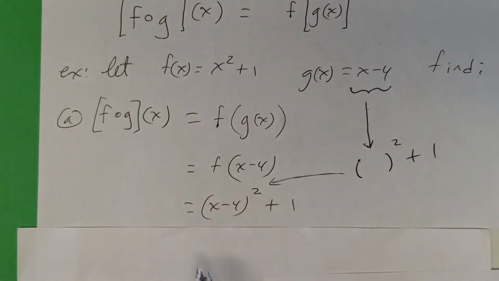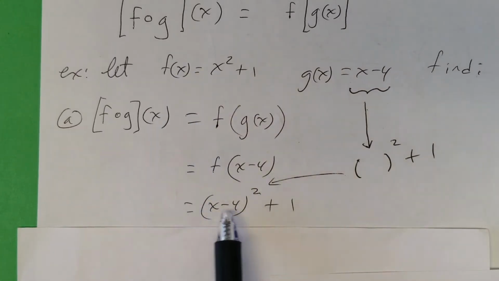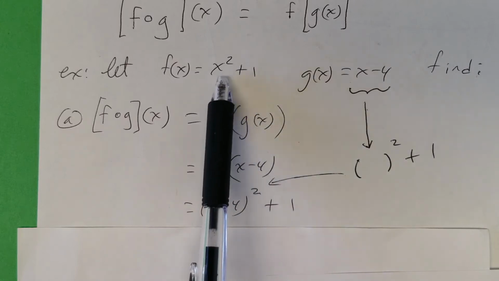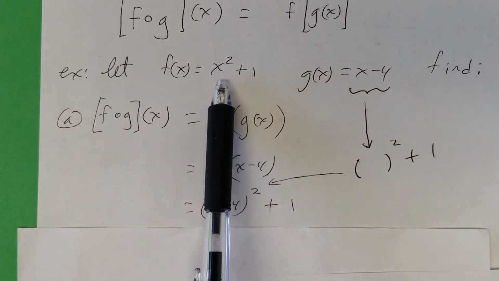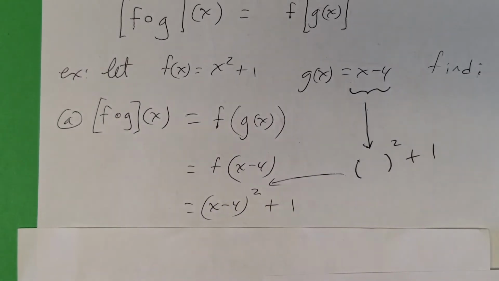The function f tells me to put something here, square it, and add 1. Isn't that what the function f tells me to do? Well, f of g of x means I should put g of x in there, x minus 4. And that's it. Now, the rest is just algebra.